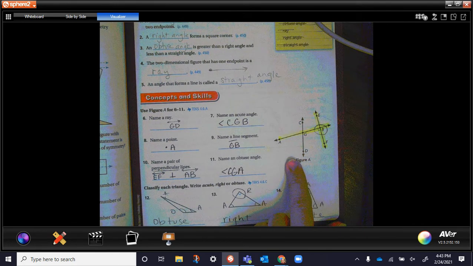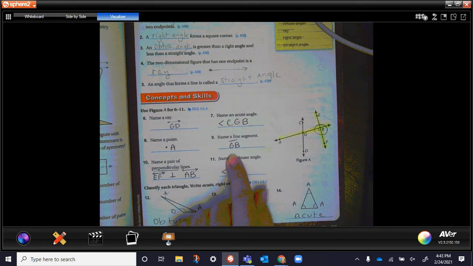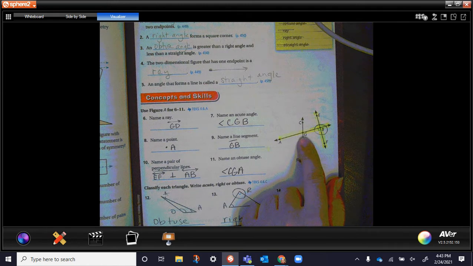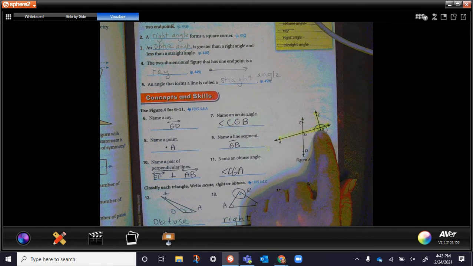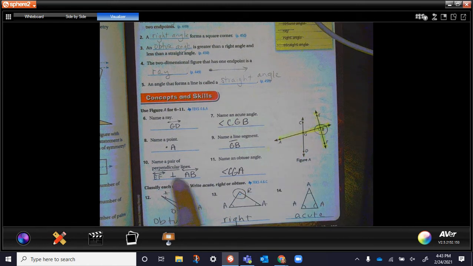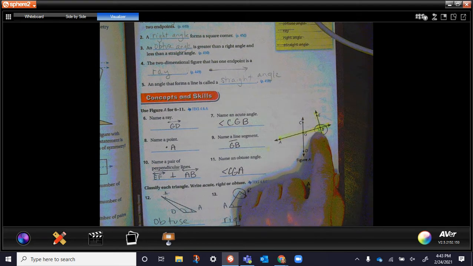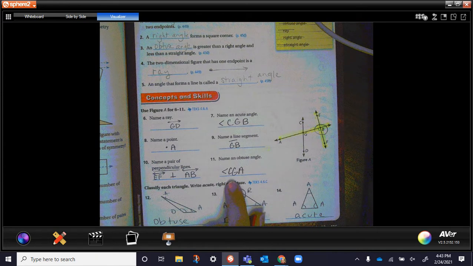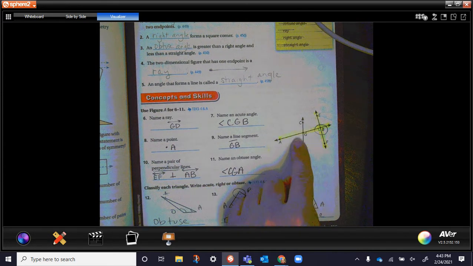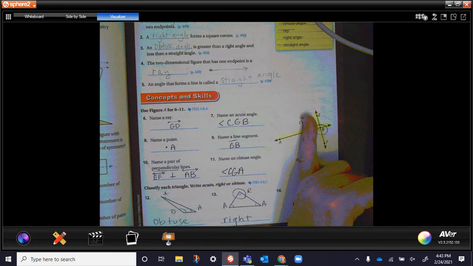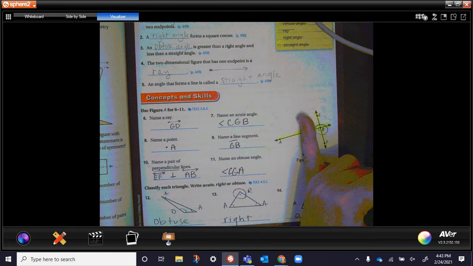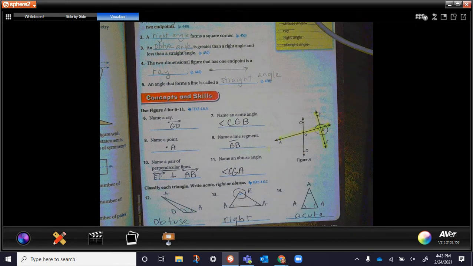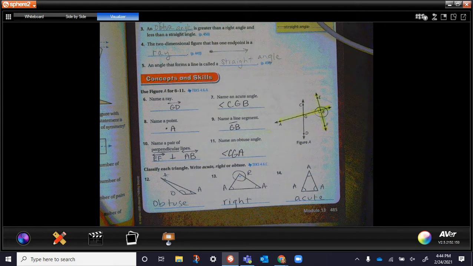A point, all of these are points. You could have named any letter. A line segment is just a segment of a line, so from G to B, that's a line segment. For perpendicular lines, the box shows that's a 90-degree angle. And obtuse, like we said before, if it's sticking outward, so CGA, see how this line is tilted back a little bit? It's not straight. That's obtuse.